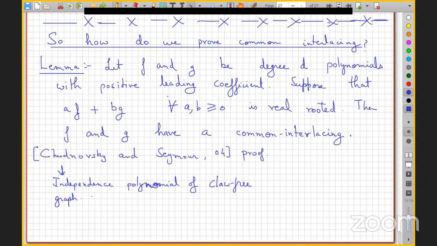Not every graph is a line graph. Line graphs have a lot of structure, so they cannot have claws, but also not all claw-free graphs are line graphs. What they showed is that the Heilmann-Lieb theorem about the real rootedness of the matching polynomial generalizes to the independence polynomial of any claw-free graph. That's what the result was.